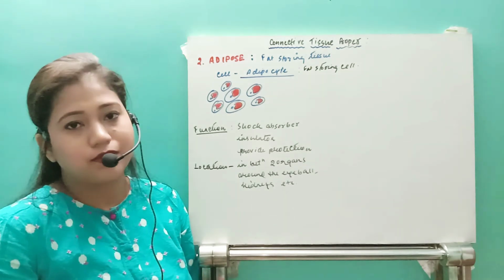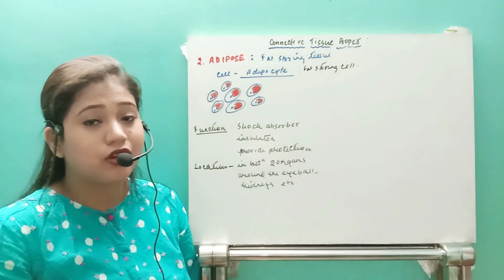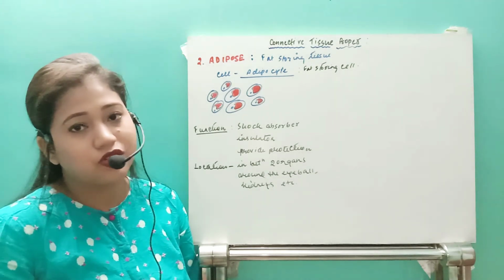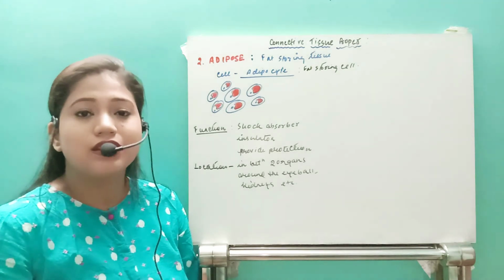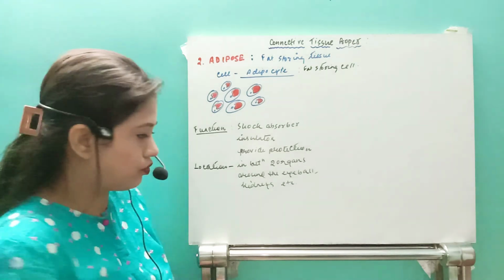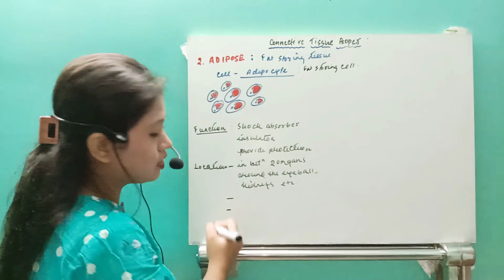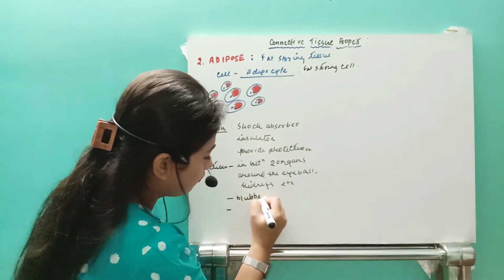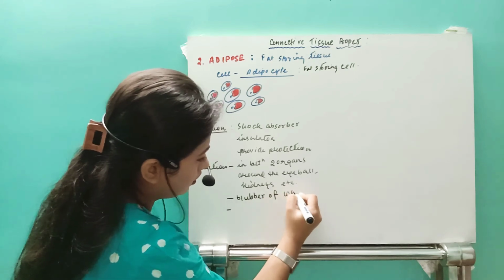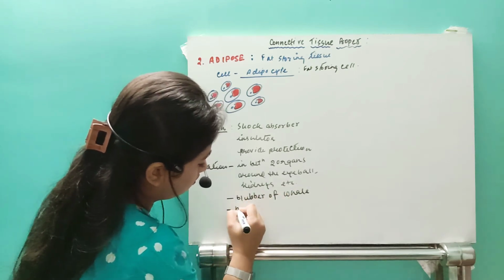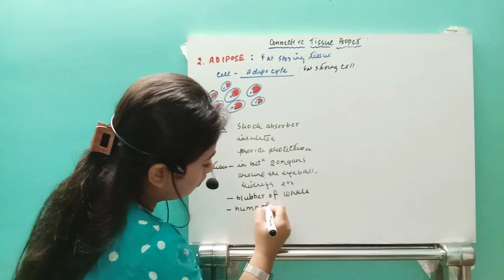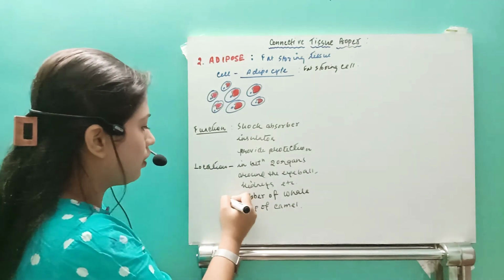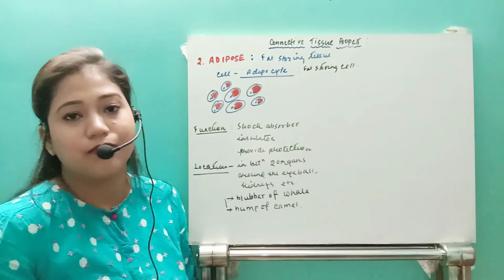So how is it possible that a mammal which is aquatic can maintain a constant body temperature and become a homeotherm? This is because of the adipose tissue. So other than human, it is also found in the blubber of whale, then the hump of camel. Okay, so in all those organs we are going to have this adipose tissue.